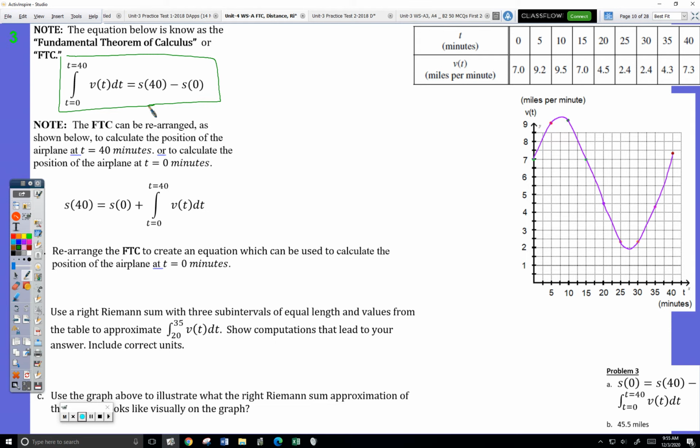Just like we did here, we can calculate displacement by simply comparing positions, which is what we did. But we can also calculate displacement by integrating velocity. So that's the fundamental theorem. Right there. Questions?